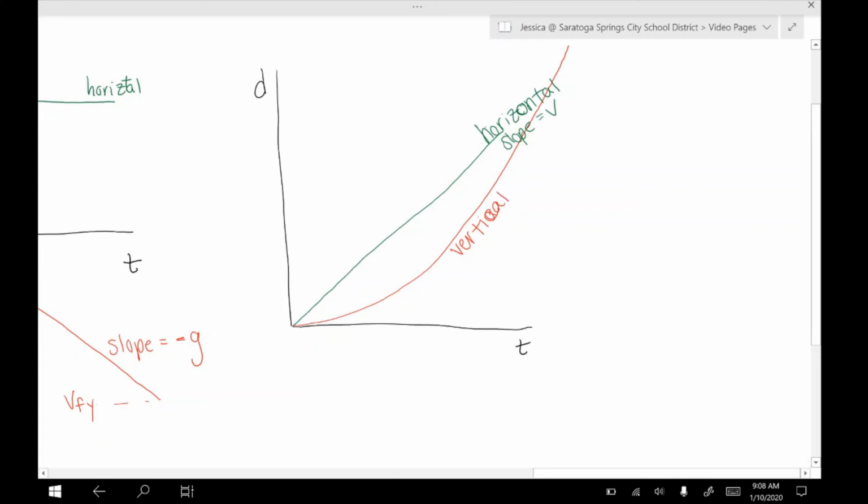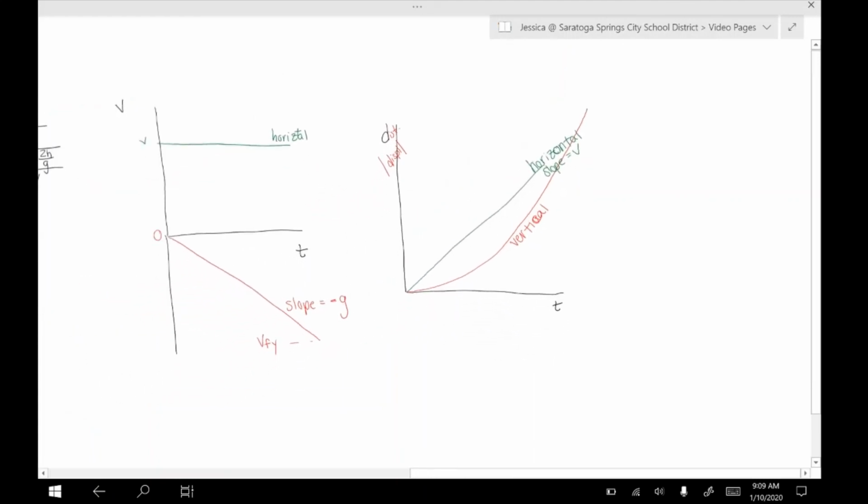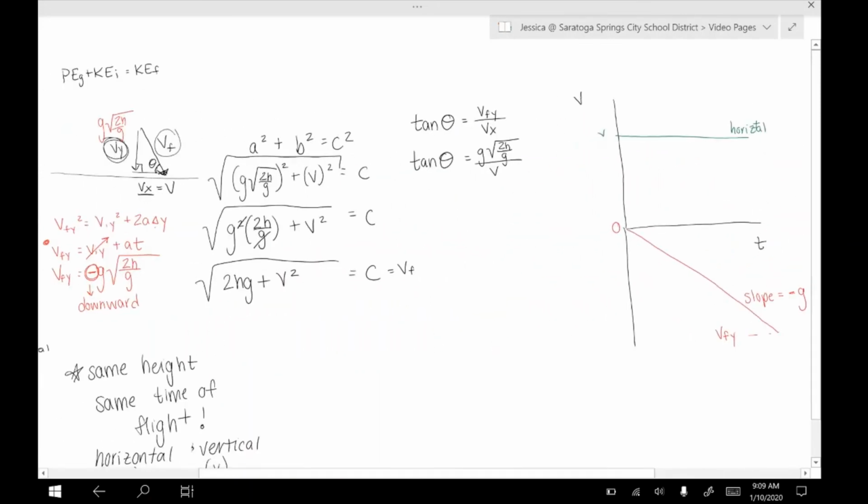Now, this parabolic shape does technically show a positive acceleration, but again, this is a distance versus time graph, so direction doesn't matter, meaning I'm essentially taking the absolute value of my displacement or change in position, which means all of my velocities and all of my accelerations are going to be positive. And that is it for horizontally projected objects.